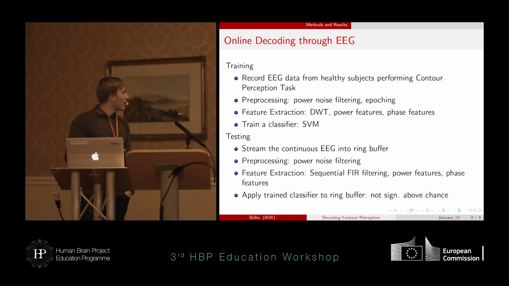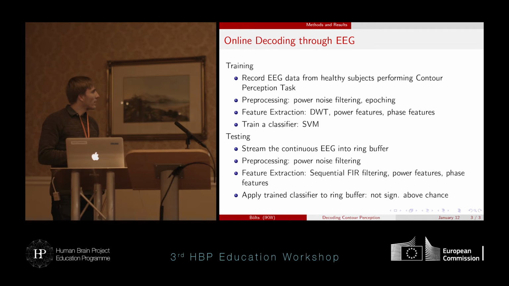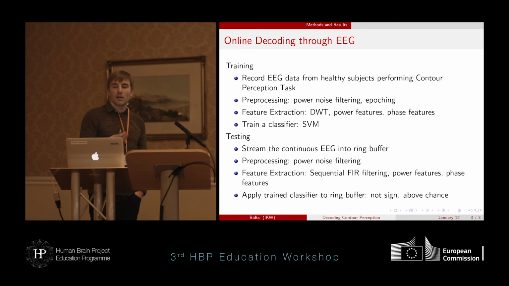So this is for the training, and for the testing, I wanted to simulate real continuous EEG data. So I took two computers and then streamed continuous EEG data from one computer through the network. And on the other computer I had a ring buffer that was receiving this stream. And I just applied the pre-processing as before and the feature extraction. And then I took the SVM classifier from the training and classified a piece of EEG data every 100 milliseconds and predicted whether there was a contour or not.